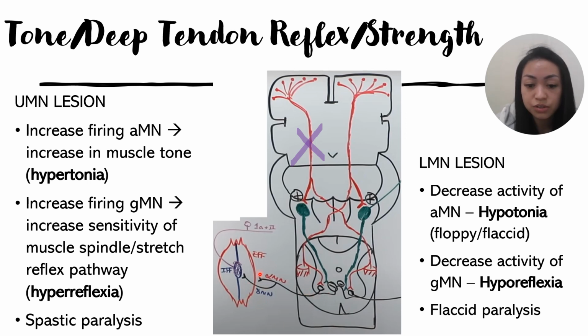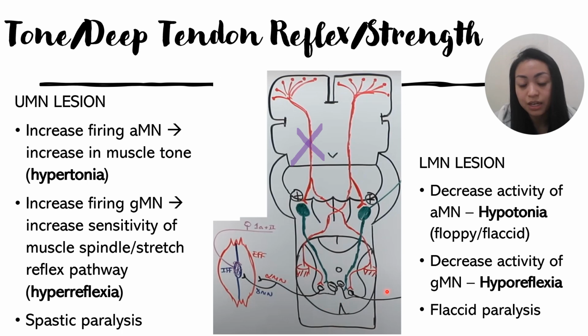So if we increase stimulation of the alpha motor neuron, we're going to increase the stimulation of our extrafusal fibers, which means that we're going to increase muscle tone. Okay? So that's why we get hypertonia. Also, if we're not inhibiting the lower motor neuron, we're increasing the activation of the gamma motor neuron, which increases the stimulation of the muscle spindles and increases that reflex pathway. So this is going to lead to hyperreflexia. So that's why in upper motor neuron lesions we get hypertonia and hyperreflexia.